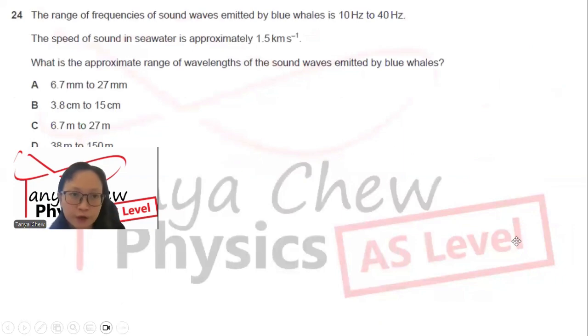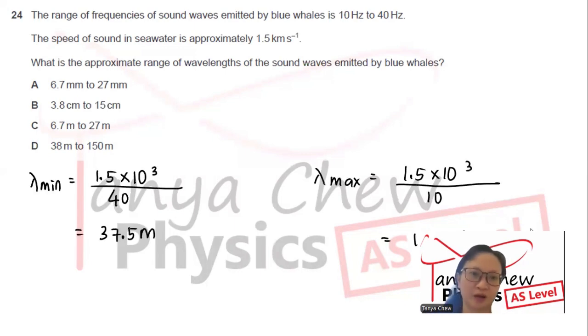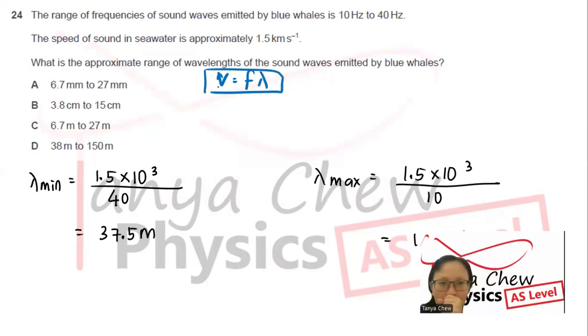Question number 24. The range of frequencies of sound wave emitted by blue whales is 10 hertz to 40 hertz. The speed of sound in seawater is approximately 1.5 kilometer per second. What is the approximate range of wavelengths of the sound waves emitted by blue whales? If you want to find the range, you need to get the smallest value and the largest value. First, I am using the equation of V is equal to F lambda. So you remember this is equation of wave. Lambda is equal to V over F.